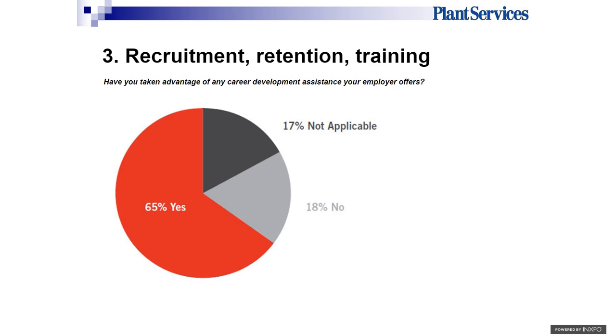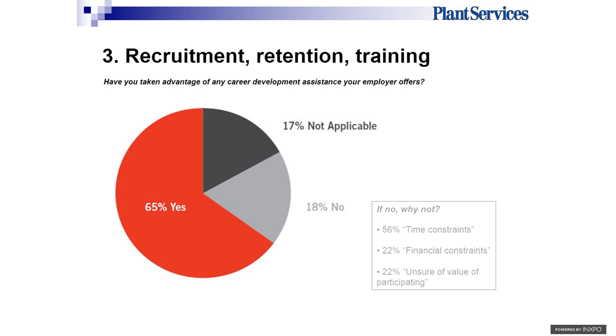Finally, next slide. To be taking advantage of any career development assistance that your employer offers, 65% say yes, which is great. Only 1 in 5 said no. If not, why not? Half of those said time constraints. So that number could be 75% if some of those employees simply have more time to get trained, or more time off the job also in their off work lives.